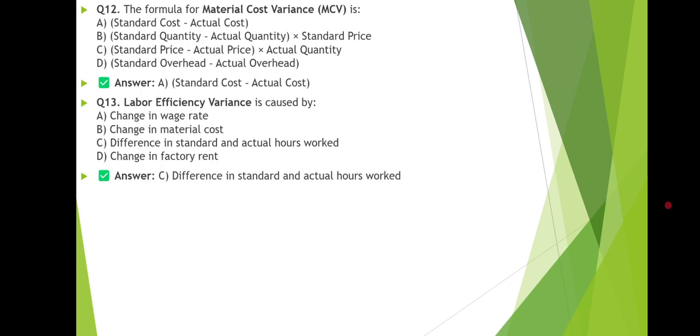Next question we have, the formula for material cost variance is standard cost minus actual cost. Next question, labor efficiency variance is caused by what? The right answer is C, difference in standard and actual hours worked.